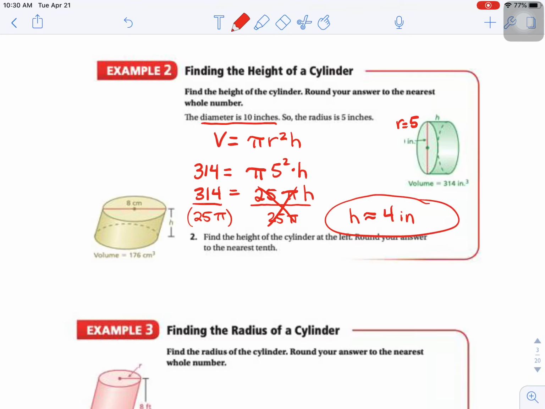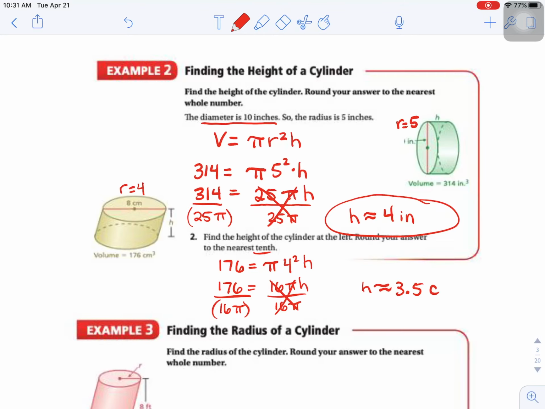Alright, same idea for the next one. Here, again, they gave me a diameter, so I'm going to note that my radius is 4 because the diameter was 8. So I get 176 equals pi 4 squared h. 176 equals 16 pi h. Divide by 16 pi. Again, in your calculator, either put it in parentheses or calculate 16 pi first. And we find out that h is about, rounding to the nearest tenth, 3.5, and this was in centimeters.